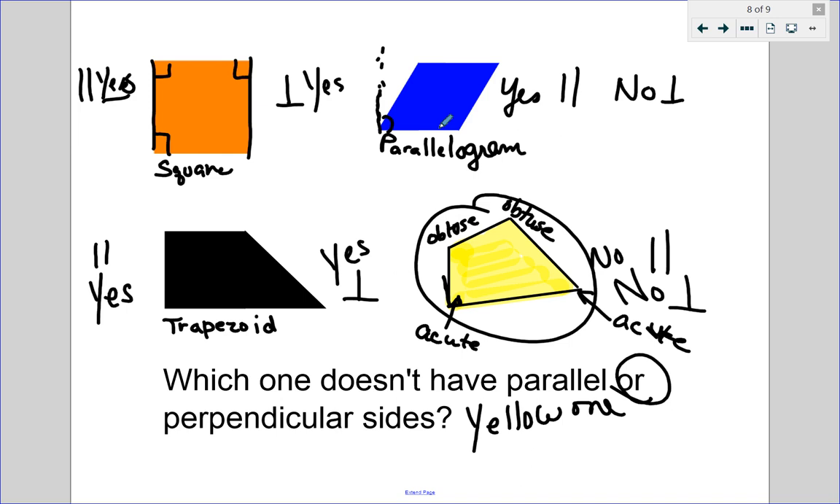So if it's not one of our special ones here, most of the time we're going to find two obtuse and two acute angles if it's not something special, if it's not like a square or a rectangle, because we need it to equal up to 360 degrees there. Yeah, so that is your ideas for today.